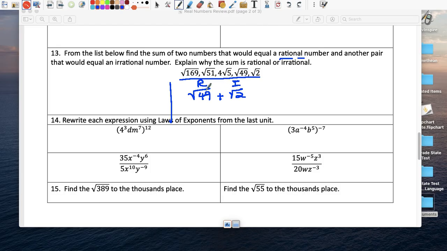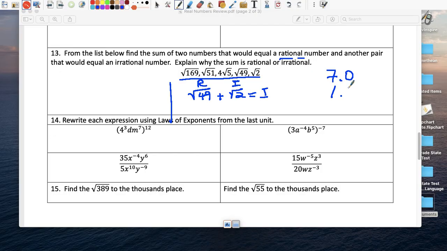what happens if you chose a rational and an irrational, which is completely okay too. So if you chose the square root of 49 plus the square root of 2, and you decided to use this to show me that the answer was irrational, you would say, well, the square root of 49 is easy. It's a perfect square, so it's just 7. Let me just write 7.0, because we know the square root of 2 is going to be something else.